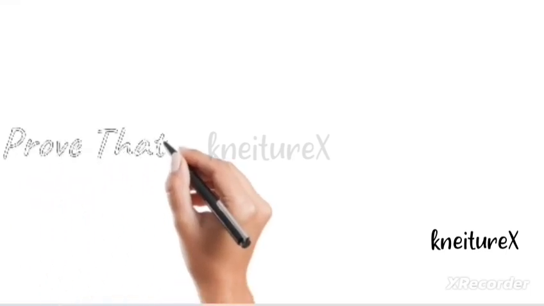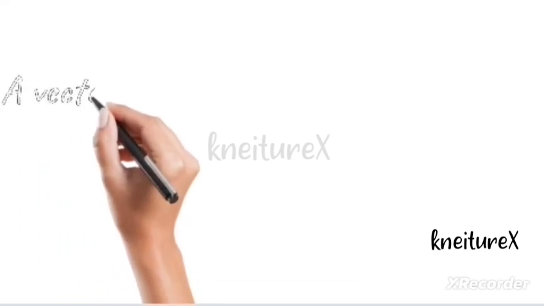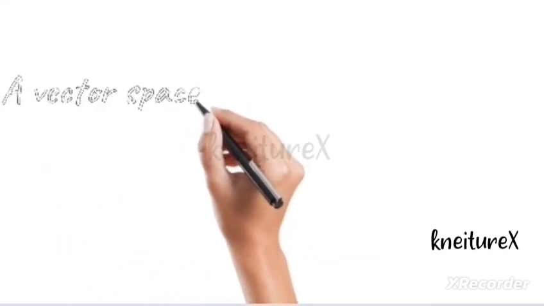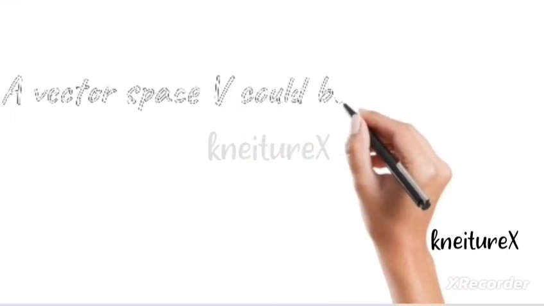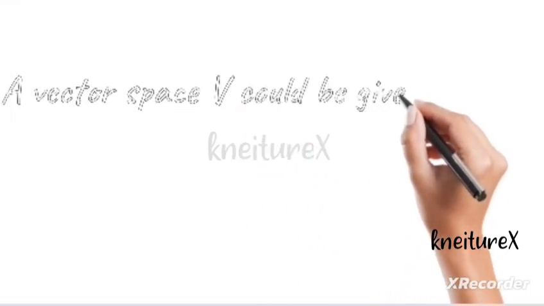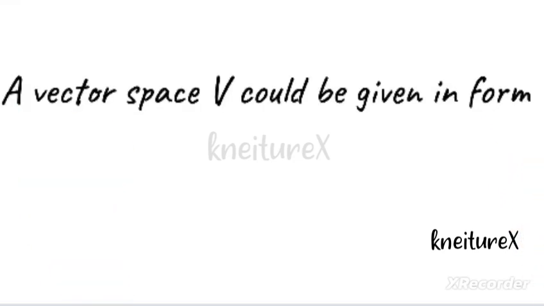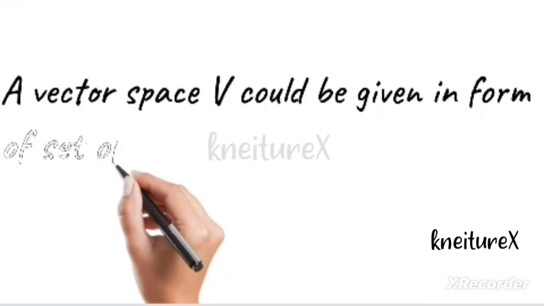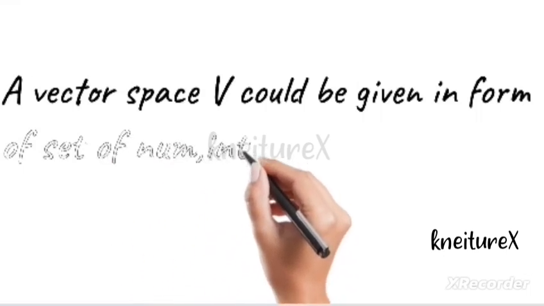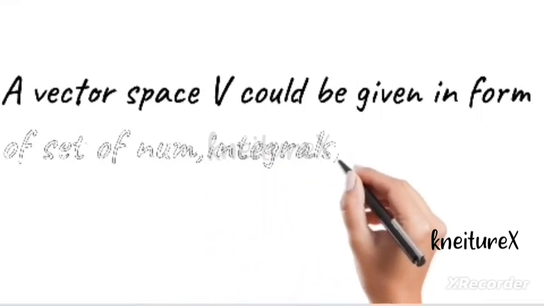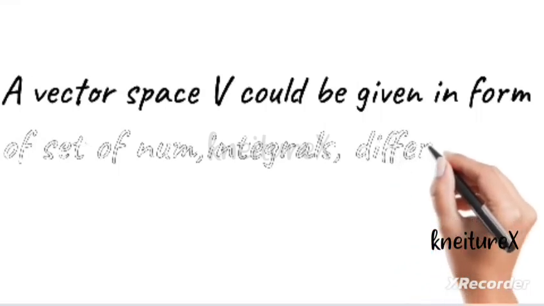Welcome to this class. Now we'll be doing the proof that a set is a vector space in our section today. Looking at that, we need to first study the examples of vector space that we can have. Now a vector space can be represented by different equations and properties. Take for example, it could be represented as a set of numbers.